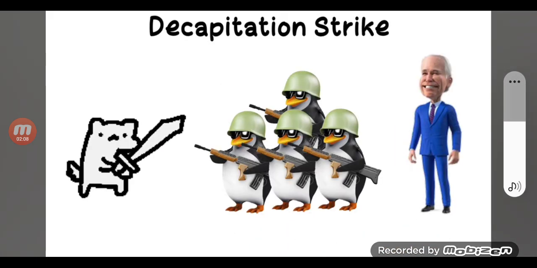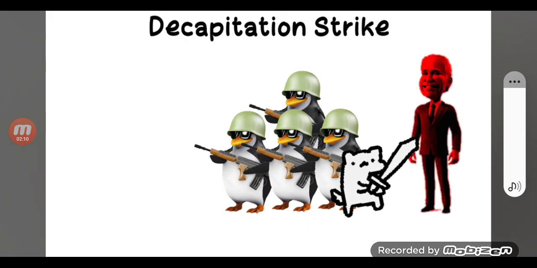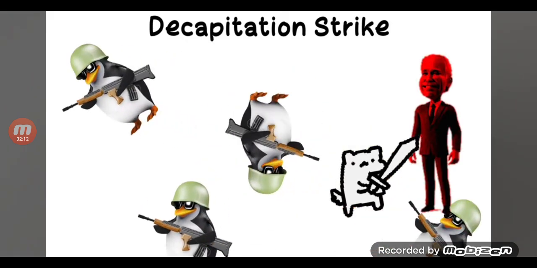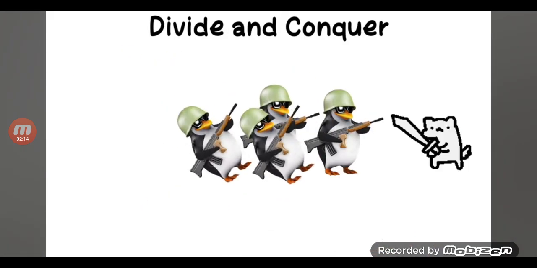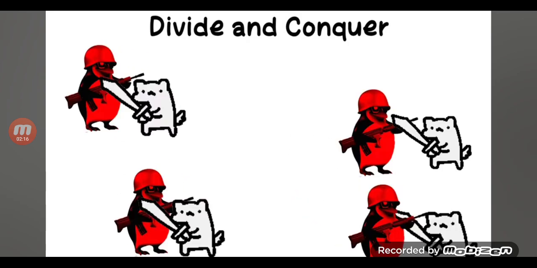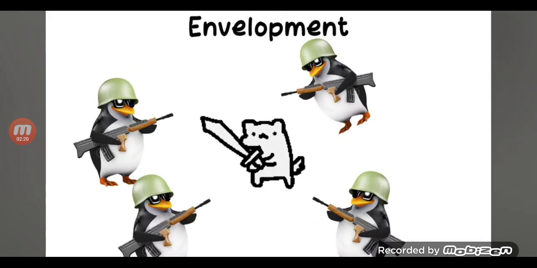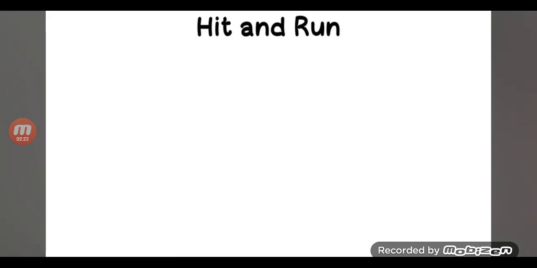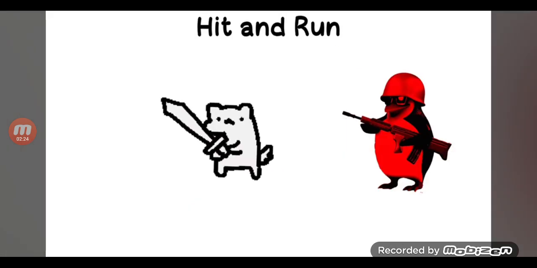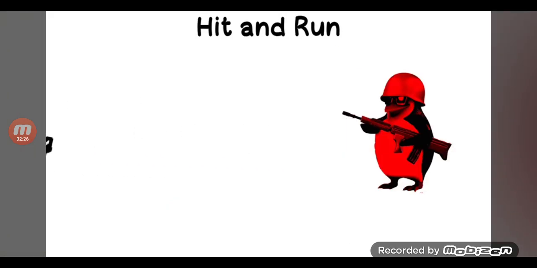Decapitation strike, a focused attack on the leadership or command structure of the enemy to create chaos. Divide and conquer, breaking up enemy alliances or forces to defeat them individually. Envelopment, moving forces around the enemy to attack from multiple sides. Hit and run, conducting a quick attack and immediately retreating to avoid prolonged engagement.